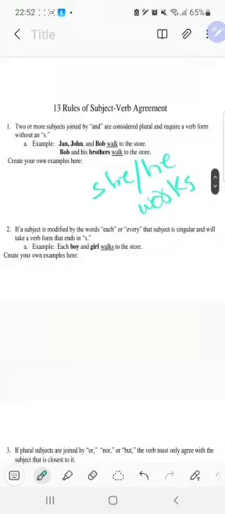In present indefinite tense we have the rule that with third person singular we always add the letter s with the verb. You can see in this example that Jan, John and Bob walk to the store. So why did we put walk here? Because there are 3 subjects, 1, 2, 3. So this verb is written here according to the combination of these 3 subjects.